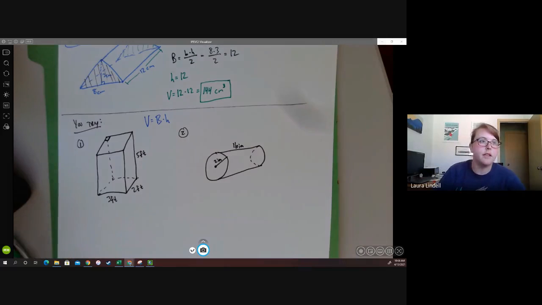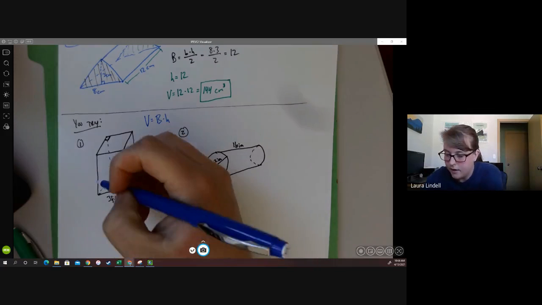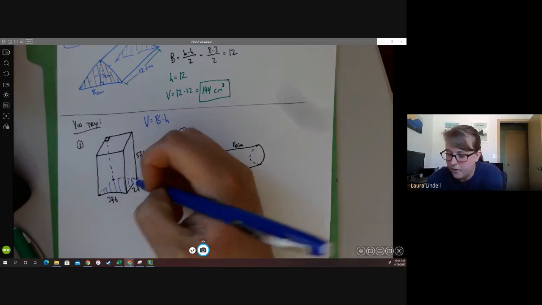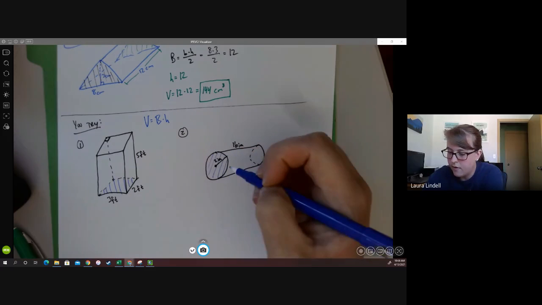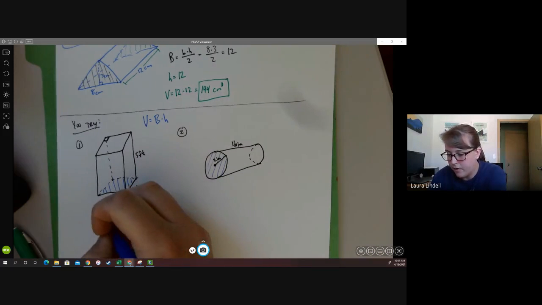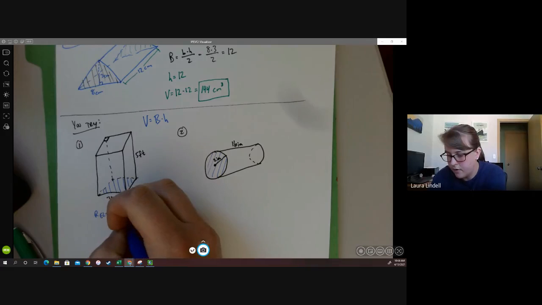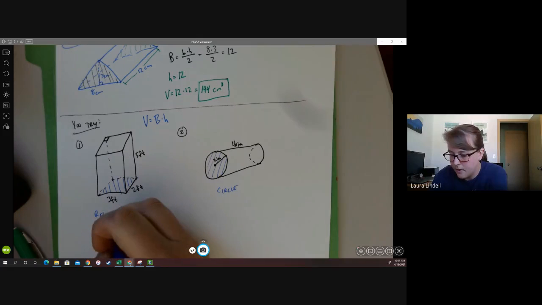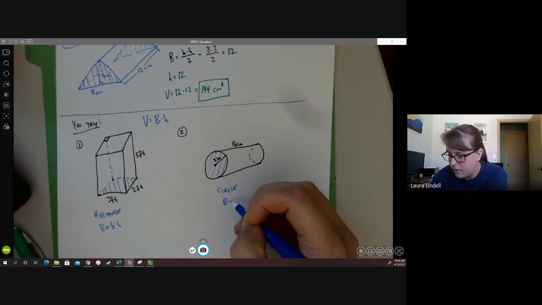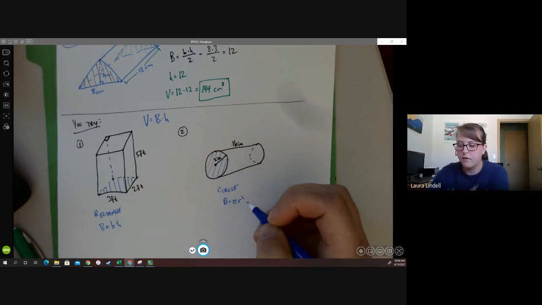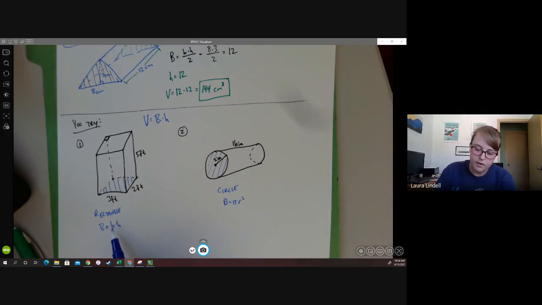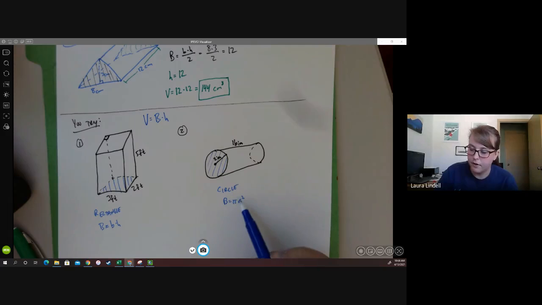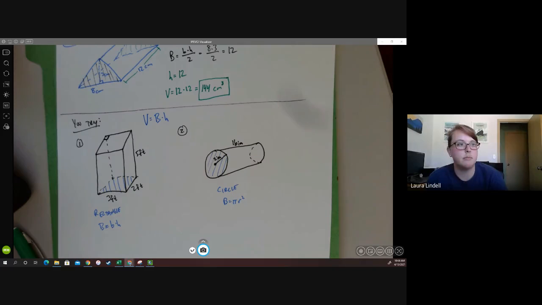So if you started with that, that's a good place to begin. And then identifying a base. So on this one, we got a rectangle. On this one, we got a circle. So if you started with the rectangle being base times height, or the circle over here being pi r squared, that's a good place to begin.